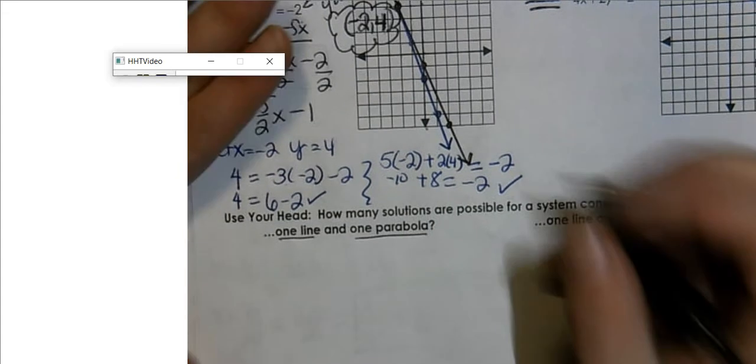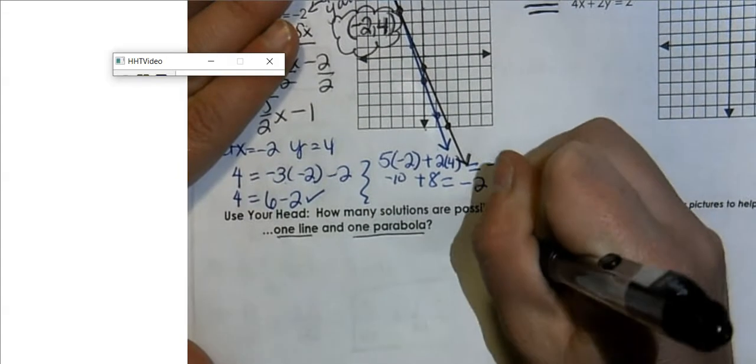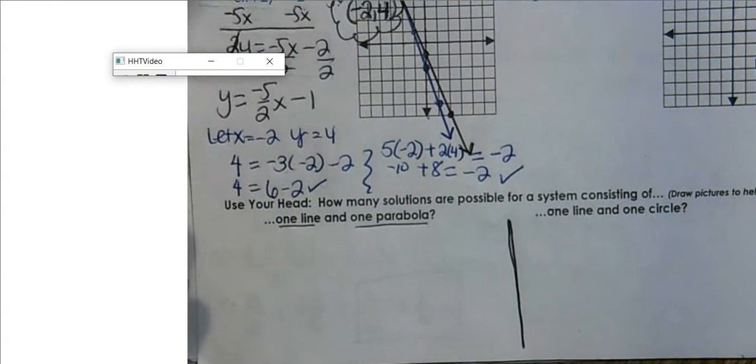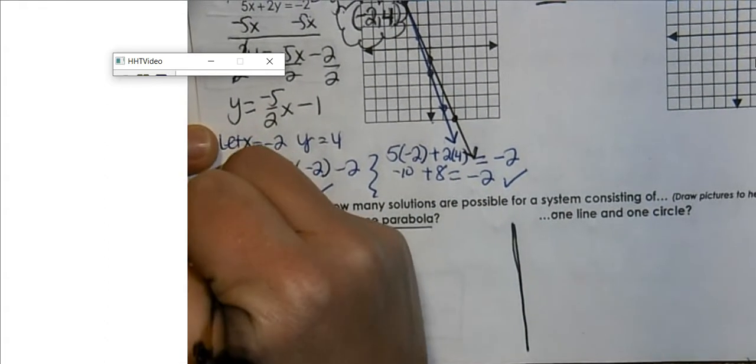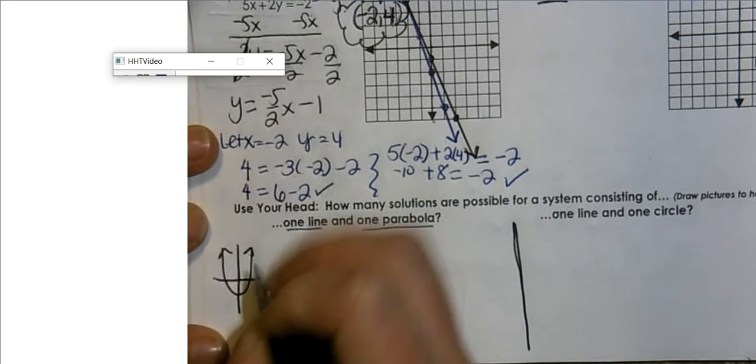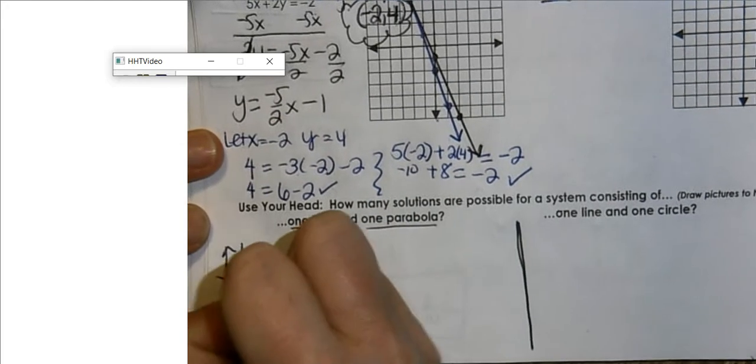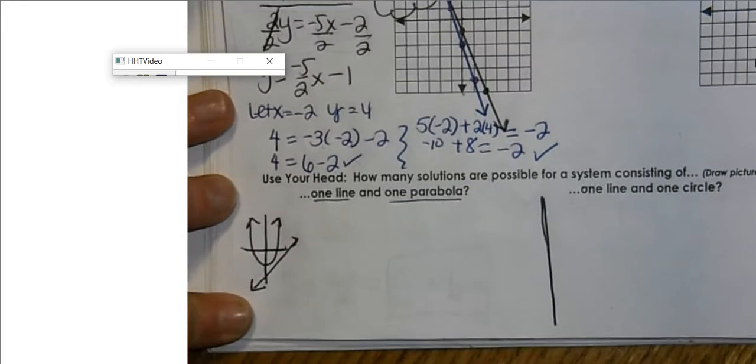So if you think about this, how many solutions are there? Well, one line and one parabola. You could have a parabola in which the line does not intersect with the parabola. This would be considered no solution.